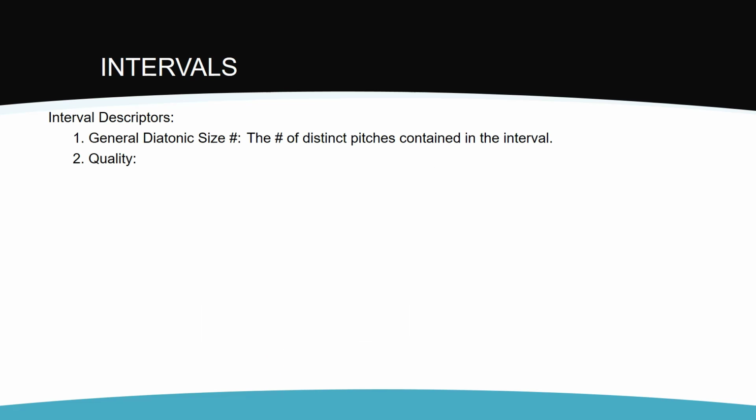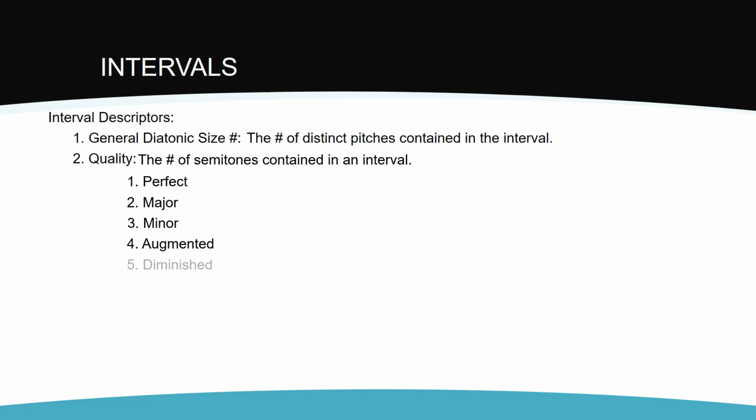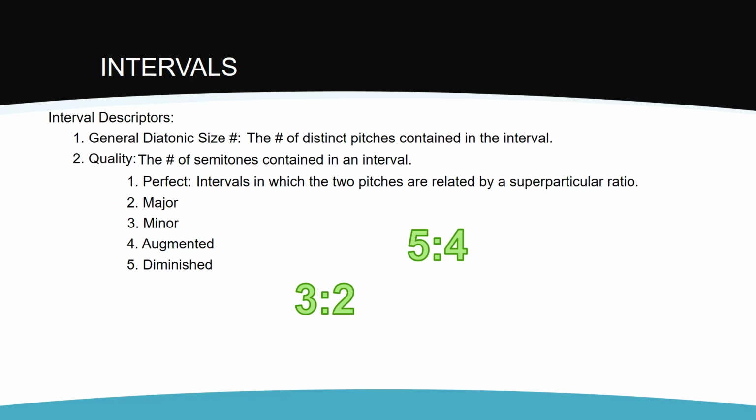The second descriptor, the quality, tells us specifically about the number of semitones contained in an interval. Interval qualities can be perfect, major, minor, augmented, or diminished. Perfect intervals are intervals in which the frequencies of the 2 pitches are related to one another by a superparticular ratio. A superparticular ratio is a ratio in which the greater term exceeds the lesser term by 1 unit.